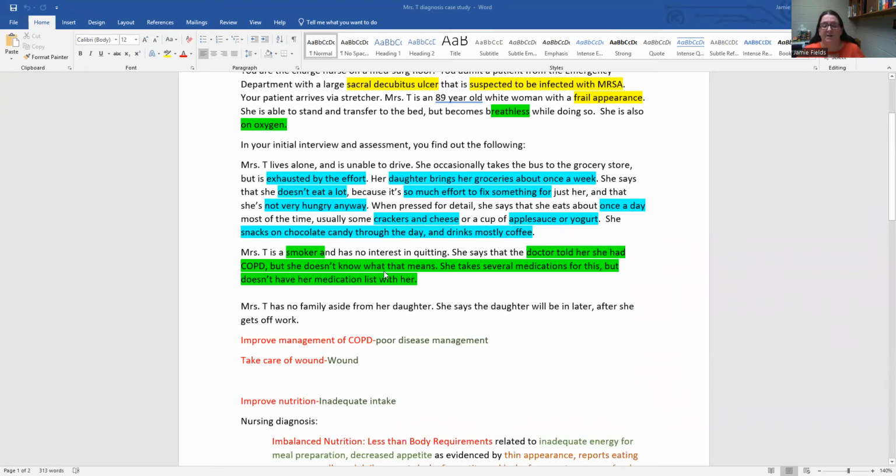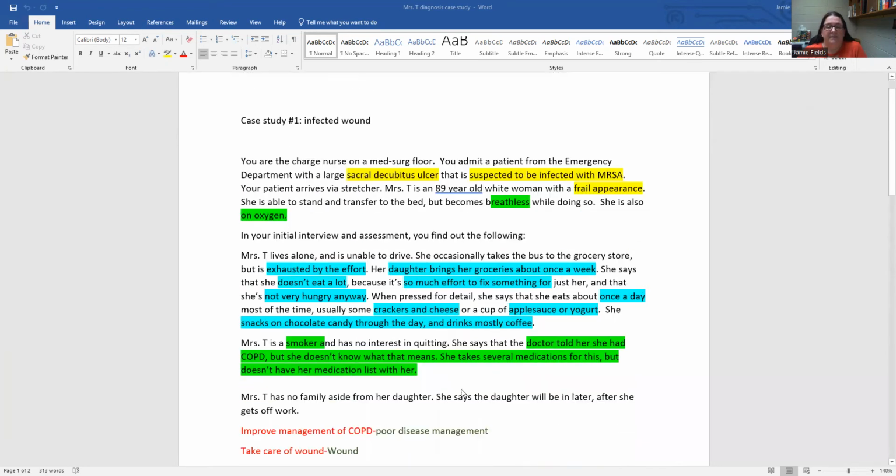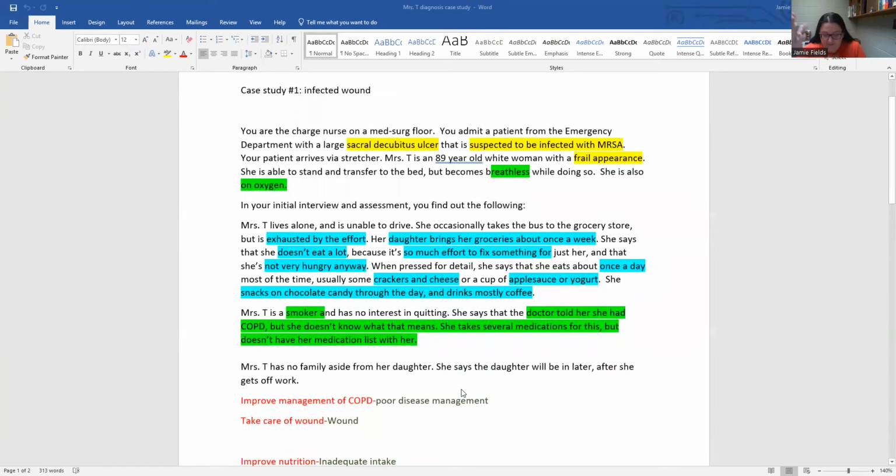She has COPD, but doesn't know what it means. She takes a lot of meds, but doesn't have her med list with her. Okay. So I want you to look for patterns, and we see several patterns.